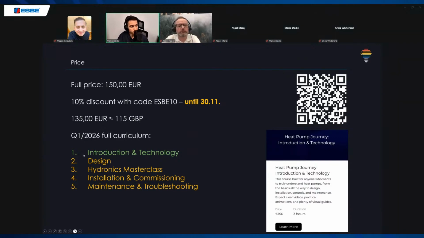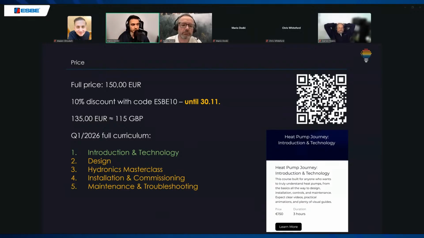This is the first course, Introduction to Technology. So basics, refrigerant cycle and physics. In preparation is heat pump design. So heat loss, pipe sizing, radiator standard for heating, hydronics masterclass, valves, pumps, buffers, everything related to hydronics, installation and commissioning, and maintenance and troubleshooting. So soon, beginning of the year, the plan is to make everything, more than 100 videos.